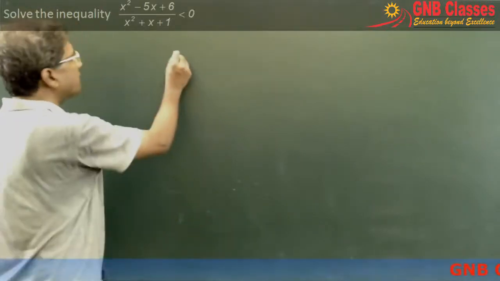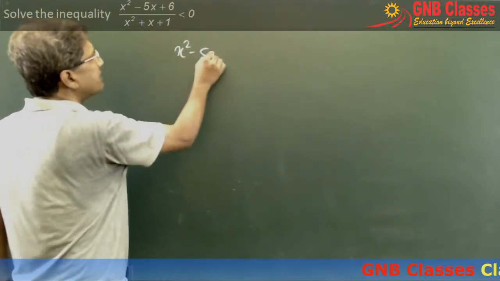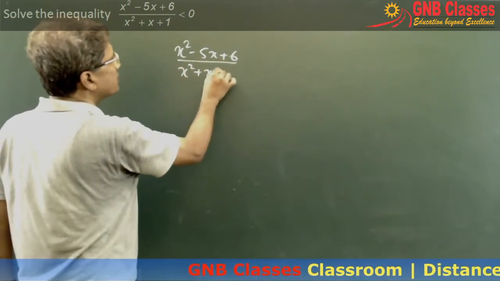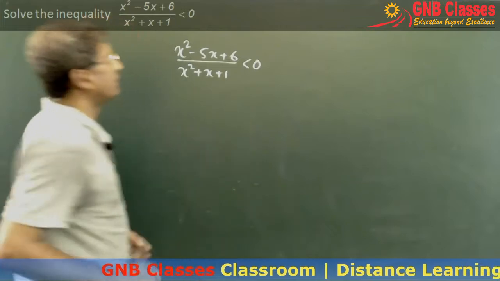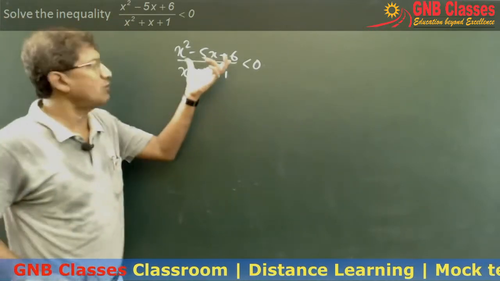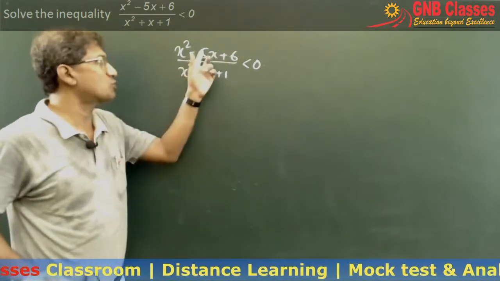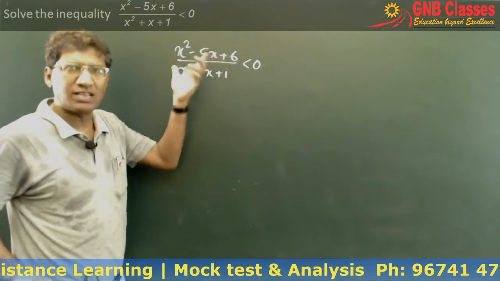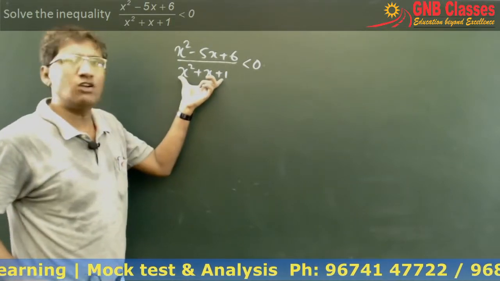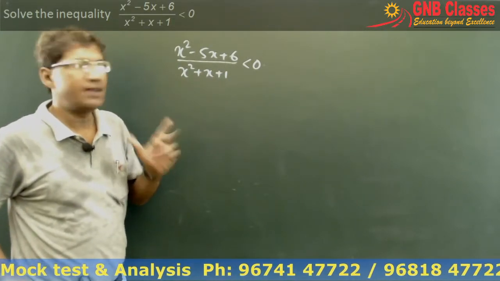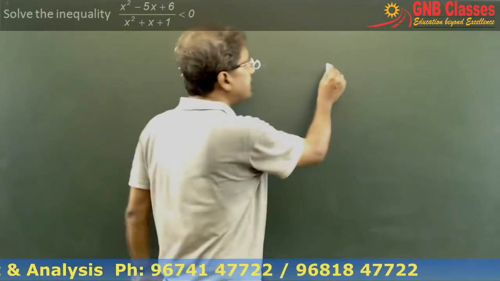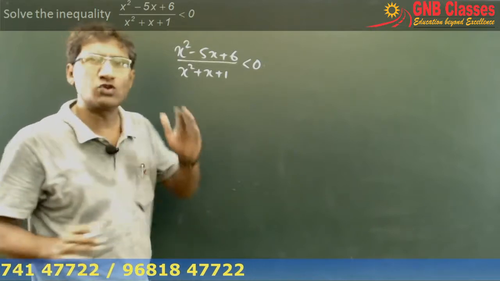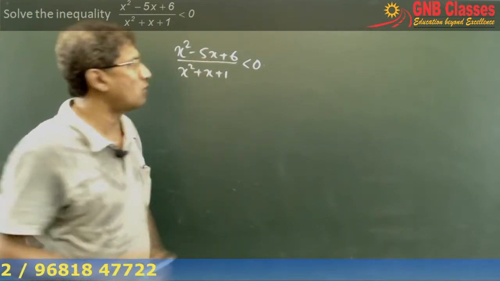So in this problem, they have given you (x square minus 5x plus 6) divided by (x square plus x plus 1) is less than 0, right? Now, if you observe, you will find that your numerator can be factorized because both of these are quadratic expressions. Your numerator can be factorized, but your denominator cannot be factorized, right? As I told you before, whenever any quadratic expression cannot be factorized, we use the two methods that I have already given you.